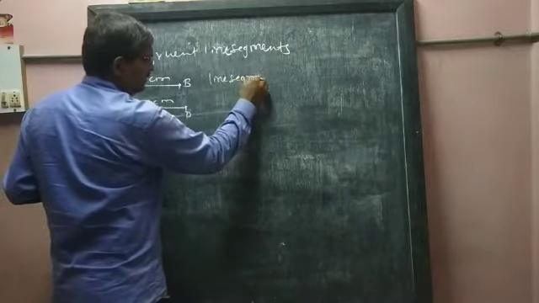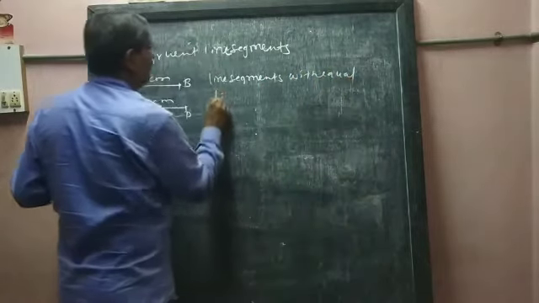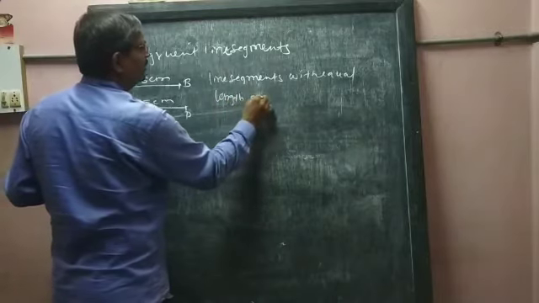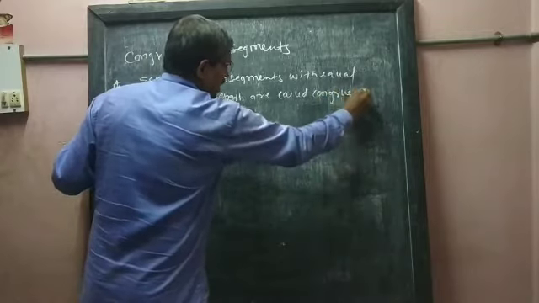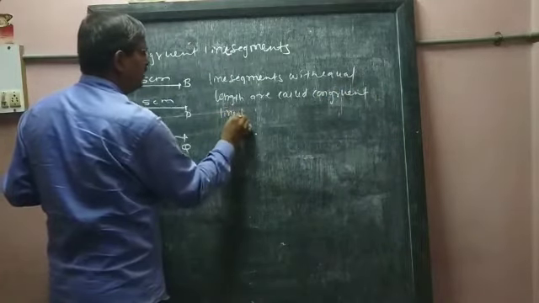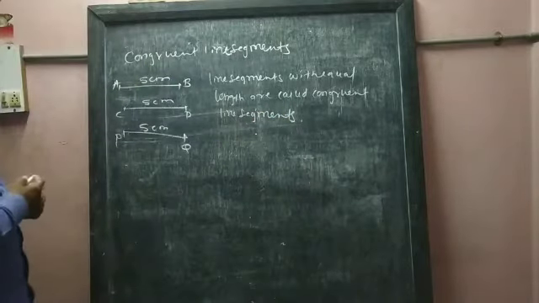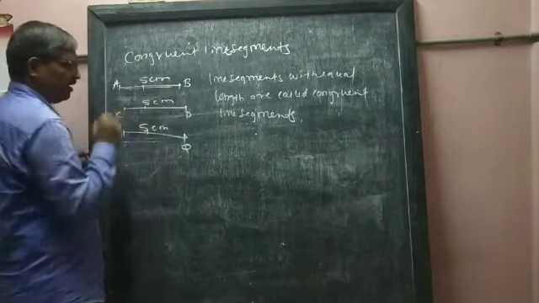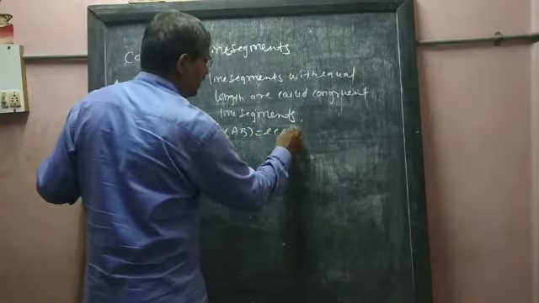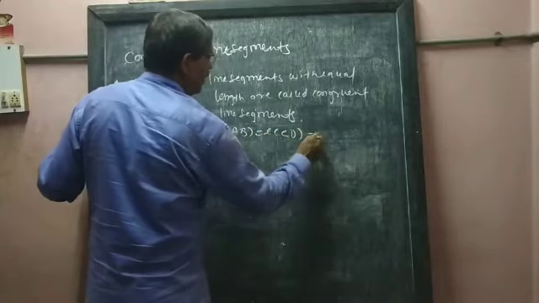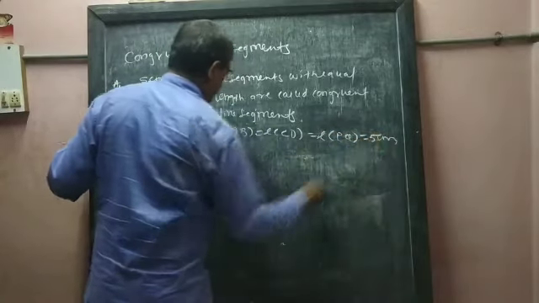Line segments with equal length are called congruent line segments. Means what is the condition for the congruency of line segments? Their measurement must be the same. Therefore, L(AB) is equal to L(CD) is equal to L(PQ) is equal to 5 centimeter.